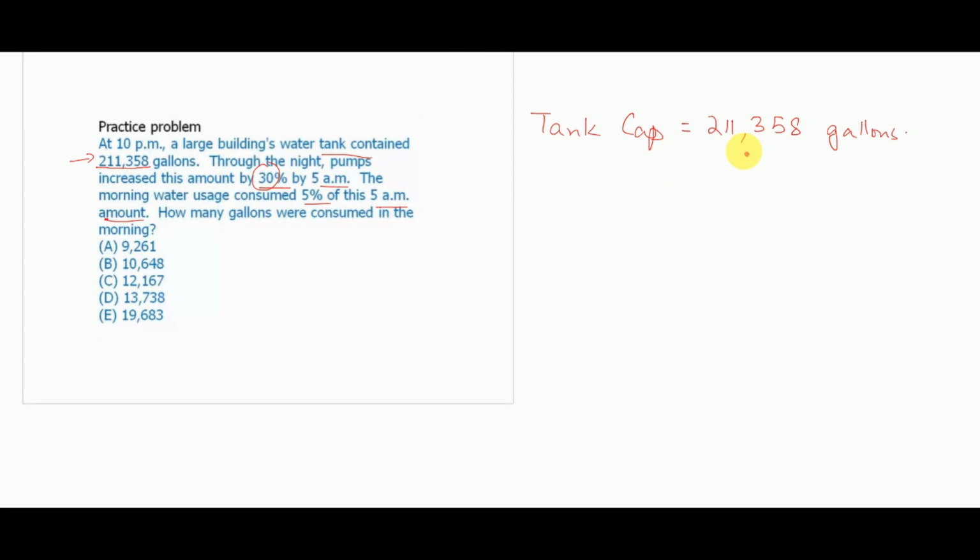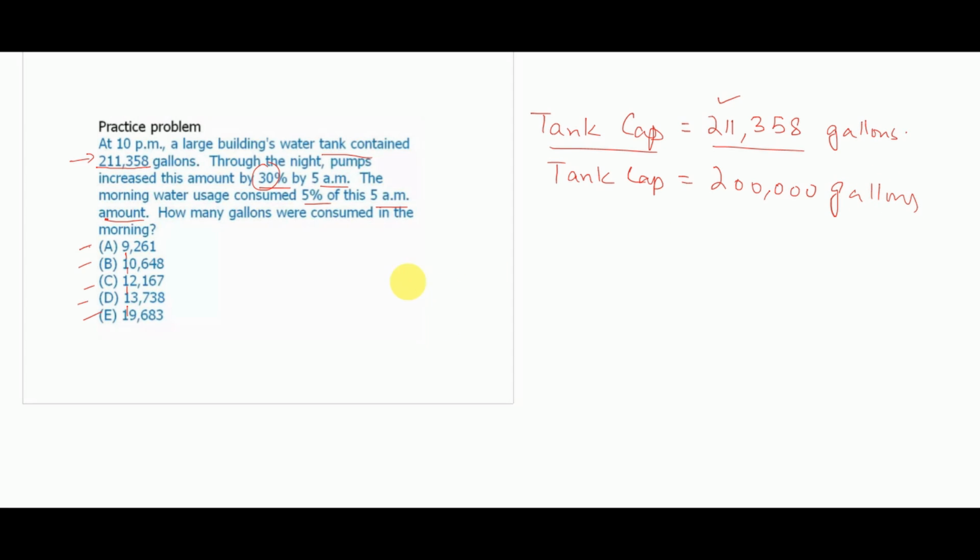Now, before calculating 30% of this number, let's think about it. What's the first thing that we should do? Look at your options. Are they fairly apart from each other? Yes. There are some good, not very significant, but good gaps between these numbers. So let's round off this tank cap. Let's say the estimated tank cap was approximately 200,000.